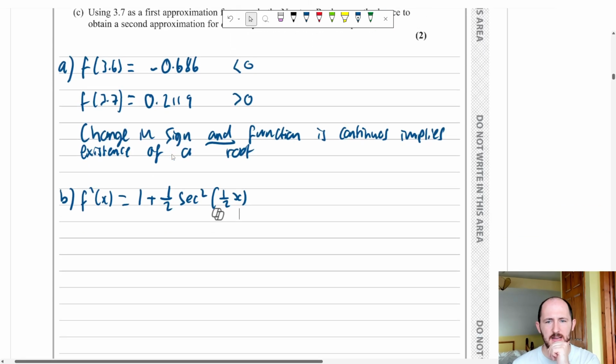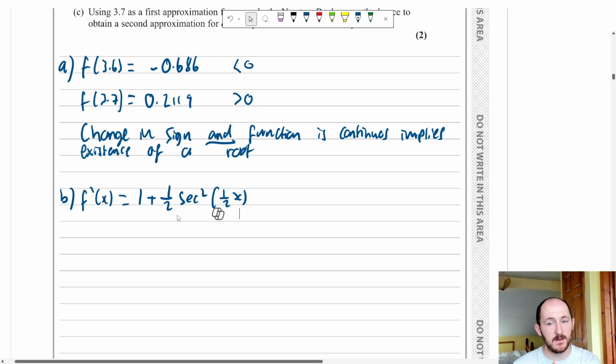2 marks for that is really, really nice. You get a mark for getting sec squared half x, even if you don't get the half in front, which is interesting. So as long as you get sec squared half x, you get 1, and you get the second mark for getting the whole thing right.